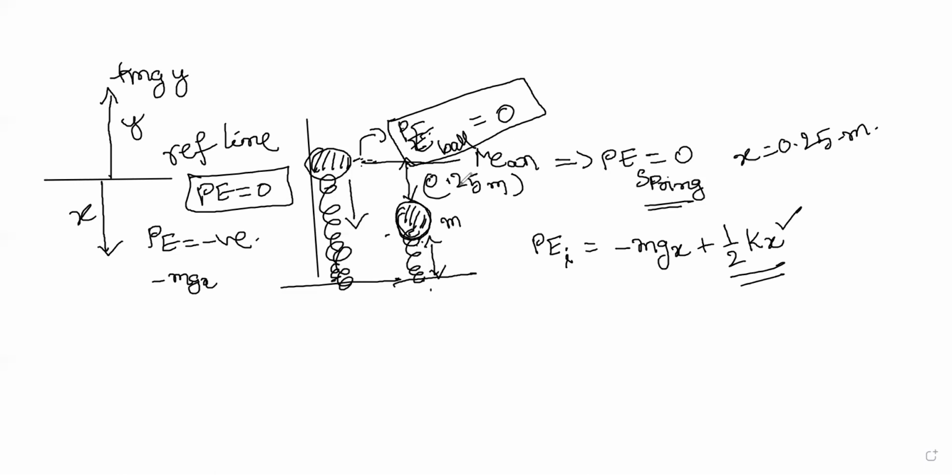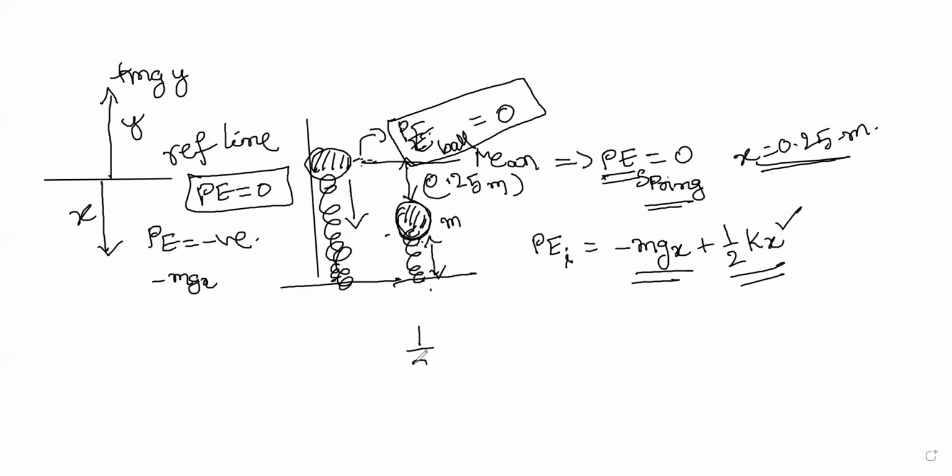Clear? Now, about the reference mean line we'll calculate. In the mean line we have chosen, the potential energy is 0. And x, what is the compression? They have given 0.25 meters. So I moved downwards, so that is minus mgx. And always, I said, the potential energy of the spring is positive, so you put a positive term, half kx square. This part is done.